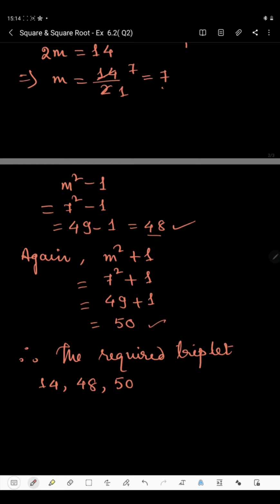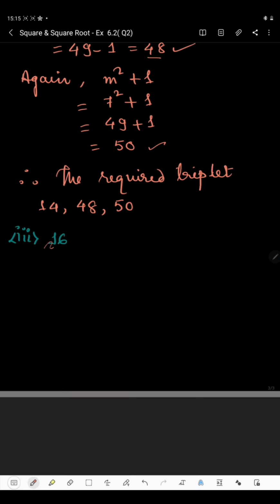Now coming to the third part. Here again we will consider the three members, which are 2m, m square minus 1 and m square plus 1. This is the general form of a Pythagorean triplet. Since this is one member of the Pythagorean triplet and this is also one member of the Pythagorean triplet, make it equal.